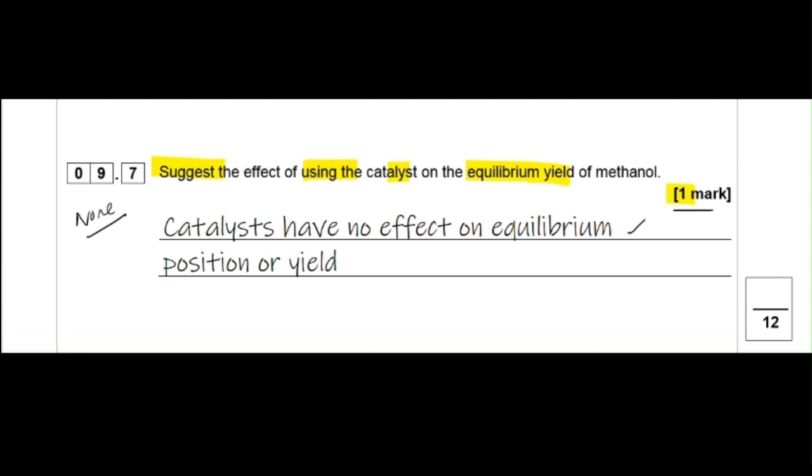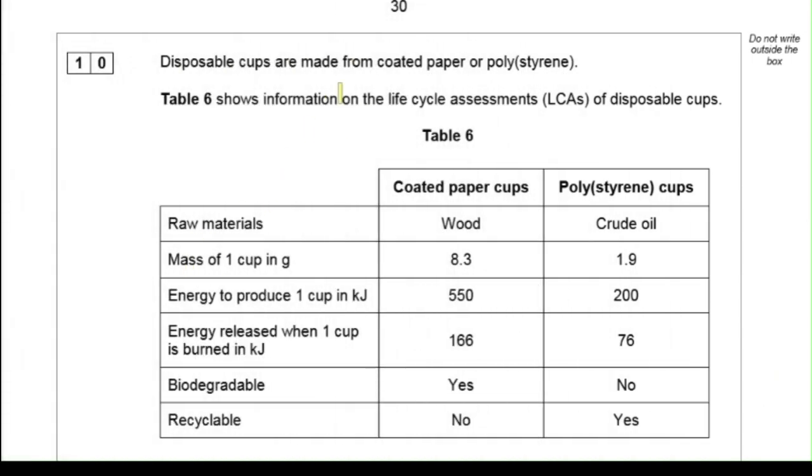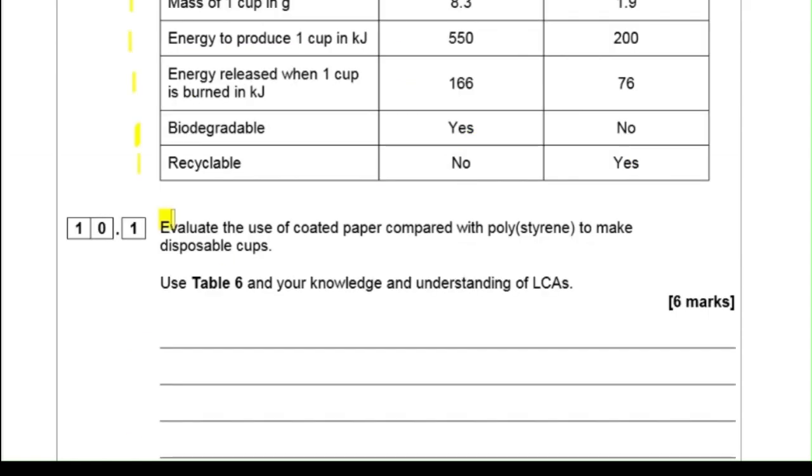Question 10. Disposable cups are made from a coated paper or polystyrene. Table 6 shows information on the life cycle assessments, LCAs, of disposable cups. And you've got your table there. We'll come back to that table in a minute. Now let's have a look at what this is all about. There's some information here about the raw materials, the mass of a cup, energy, etc., biodegradable, recyclable.